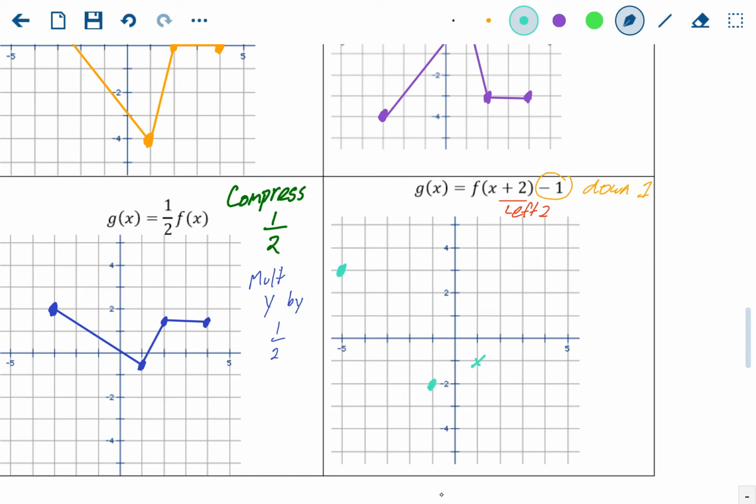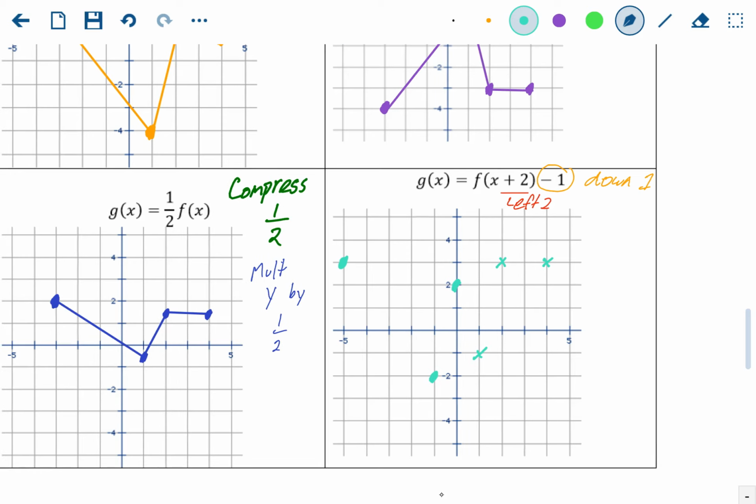Next point, 2, 3. It was at 2, 3. Go left 2, down 1. Puts us at 0, 2. And then 4, 3. Left 2, down 1. Puts us here. Okay. So you could do this from the ordered pairs, or you could do it from the original graph. Connect the dots, and it's just the exact same graph as the parent function, but everything's left 2, down 1.